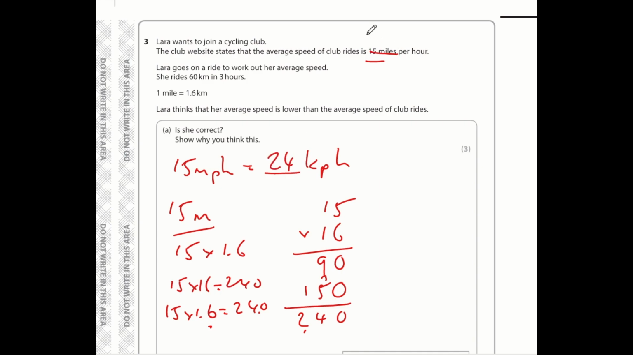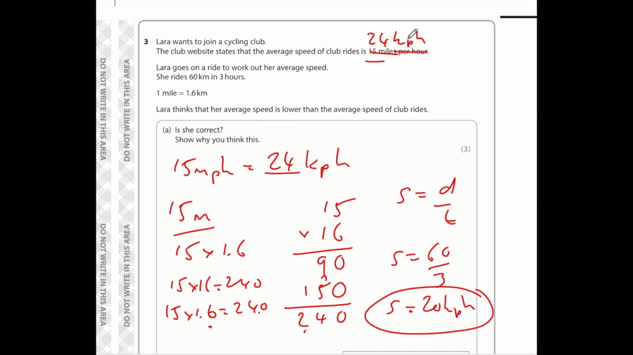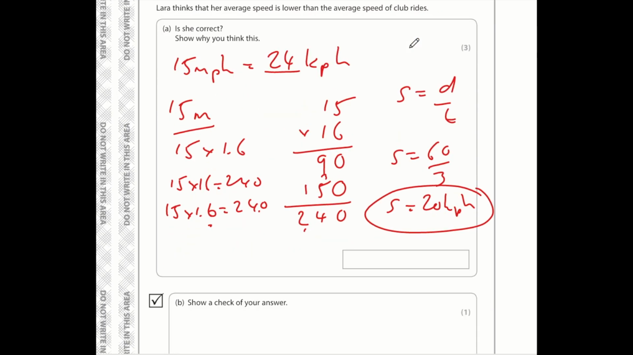So if I change this to 24 kilometers per hour, suddenly the question is much easier. So Lara does 60 kilometers in 3 hours. Now speed is the distance divided by time. So we've got the distance, which is 60, divided by 3. So her speed is 20 kilometers per hour. Lara thinks that her average speed is lower. That's Lara's speed, and this is the average speed of the club rides. So Lara thinks that her average speed, which is 20, is lower than the average speed of club rides, which is 24. Yeah, Lara is correct.